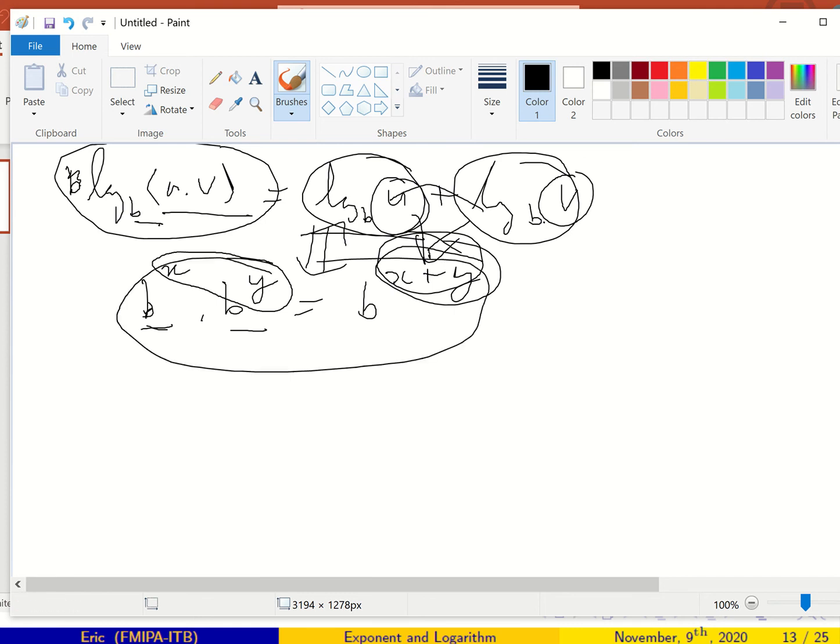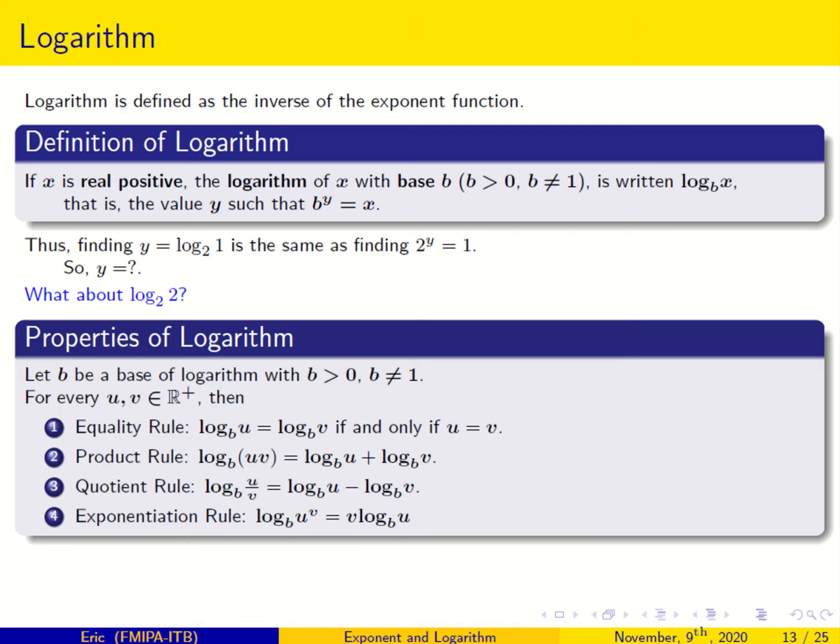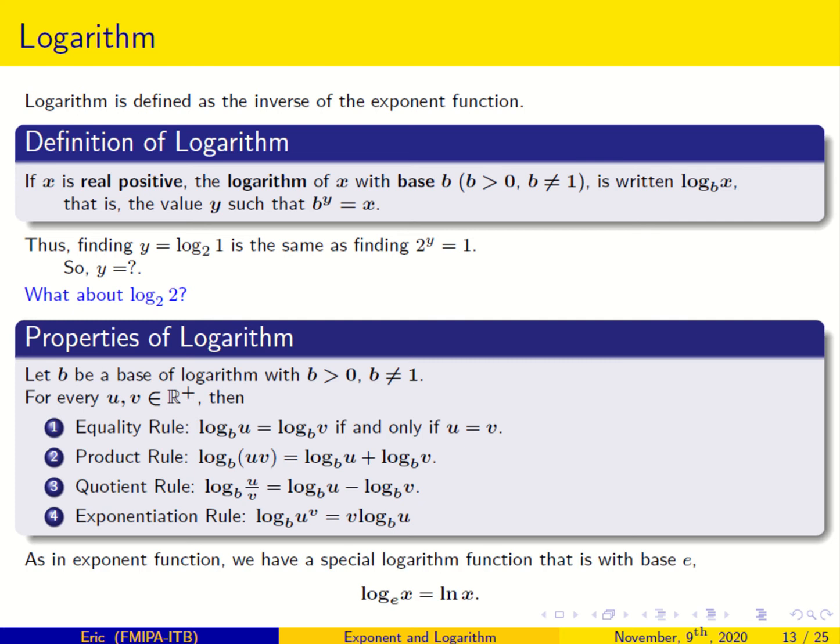This is for exponentiation, this is for logarithm, and you can do the same thing for division. And for the same reason, we have a special logarithm function, that is logarithm with base e. When I have logarithm with base e, we usually denote this by ln, the natural logarithm of x, with base e, approximately 2.7 and so on.